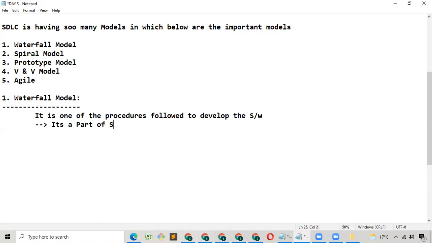It's a part of SDLC. I think 2 points is more than sufficient. Let us just learn the first one. Sir, what is the first one, sir? I'll just tell like this here.